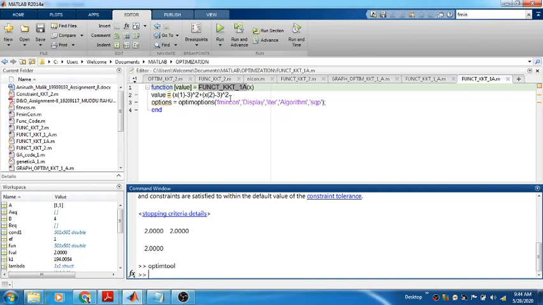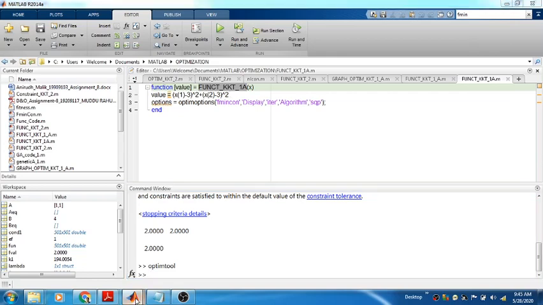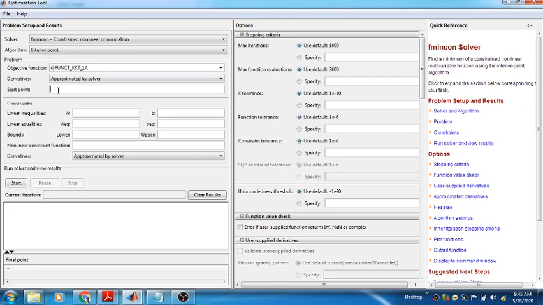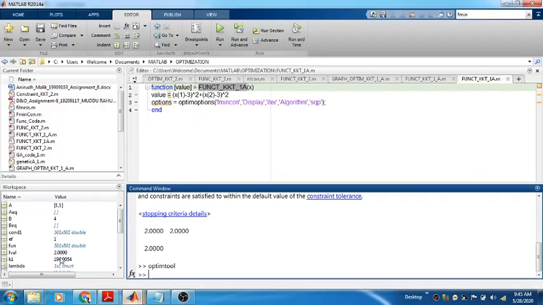Is there any non-linear, linear constraint and all these things? We can see one by one how we can solve it, right? The starting point must be in the feasible range, right? So let's see what I have taken for the code.